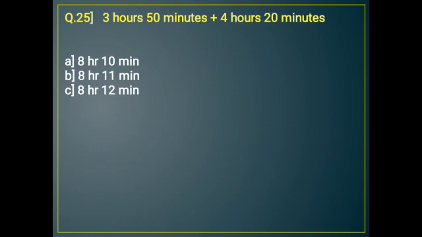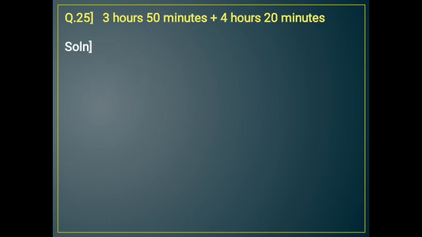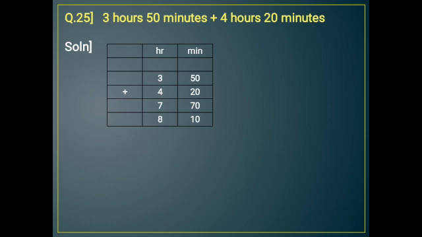Next, question number 25. 3 hours 50 minutes plus 4 hours 20 minutes. So options are 8 hour 10 minute, 8 hour 11 minute, 8 hour 12 minute. So now we'll do the sum. 3 hours 50 minutes plus 4 hours 20 minutes. When we add 0 and 0, it becomes 0. 5 plus 2 is 7, 3 plus 4 is 7.